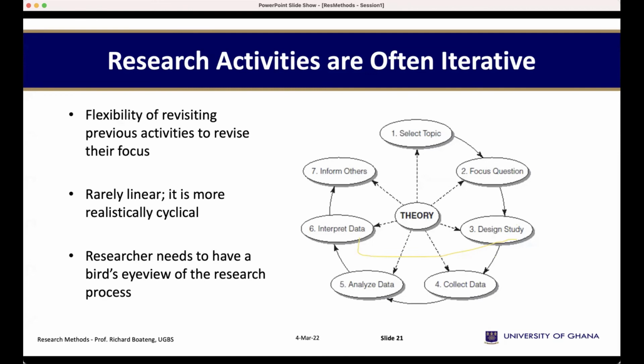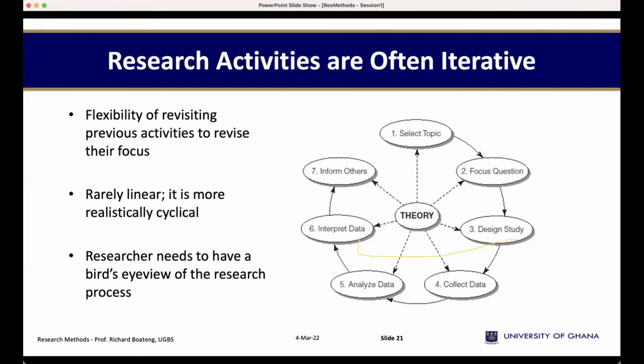So it's important that whenever you choose a research area, you think about it. How am I going to collect my data? Do I have access to collecting the data? Can I be able to manage it? Can I be able to analyze it in the way I want to analyze it? So you have to start thinking about the process, not just think about making a choice of what you want to do in terms of your research area.